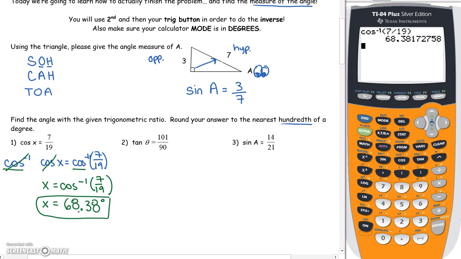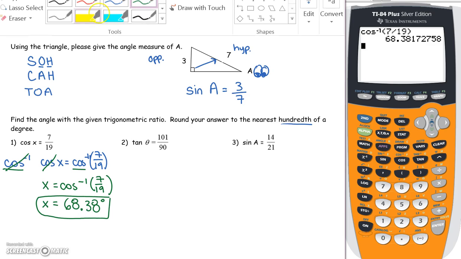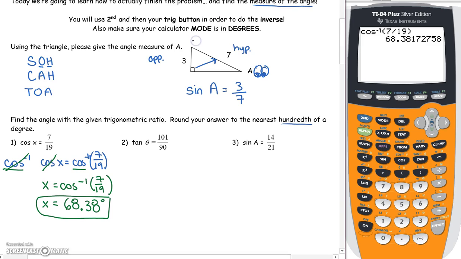All right, great job. So I'm going to change my color a little bit here, and let's look at tangent of theta equals 101 over 90. Now, theta is the angle.